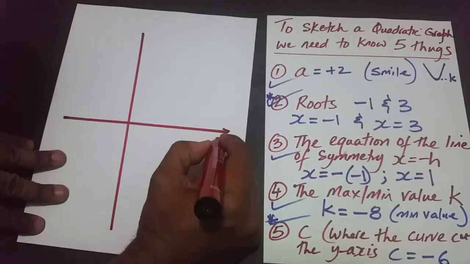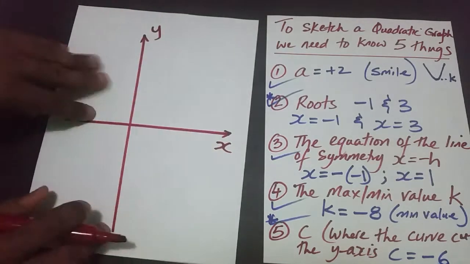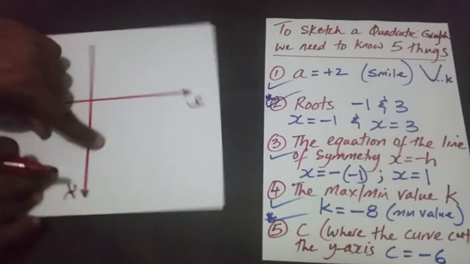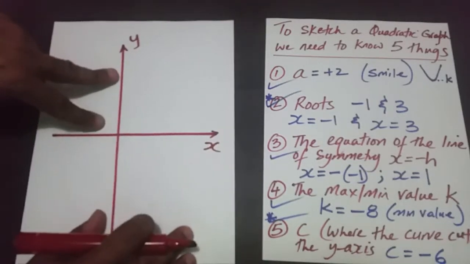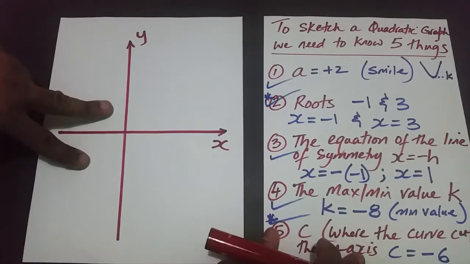It is extremely important that you label your axes, because if I didn't label y and x, technically we wouldn't know how to turn the paper. So labeling is very important. If you don't label, normally they take out marks in the exam, so be careful of that.